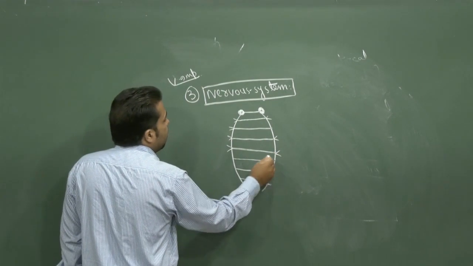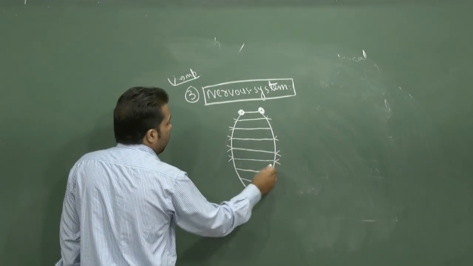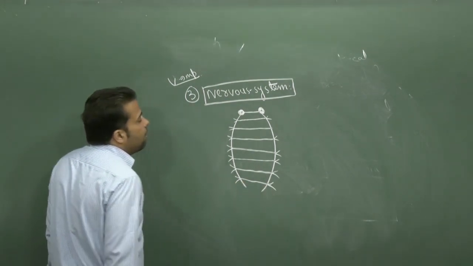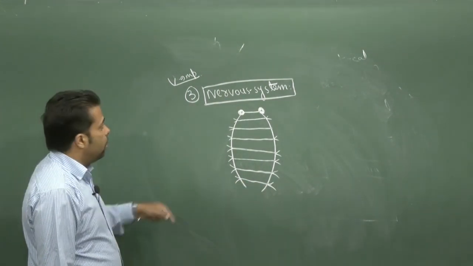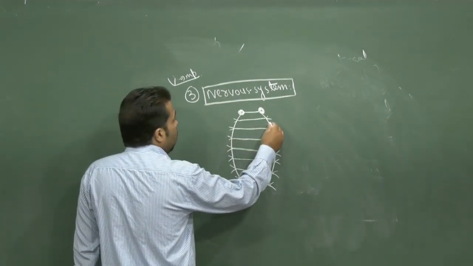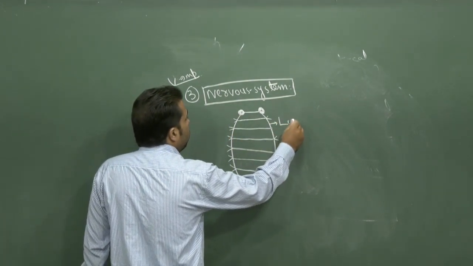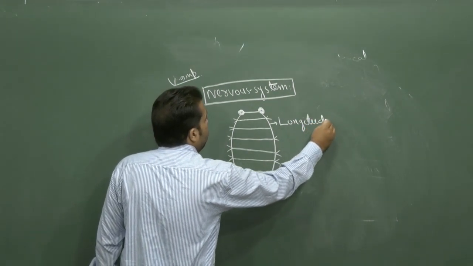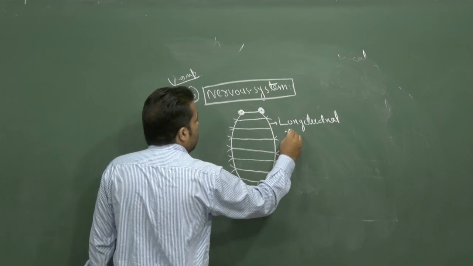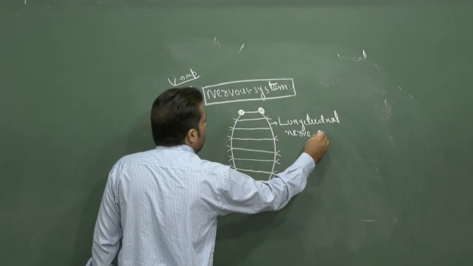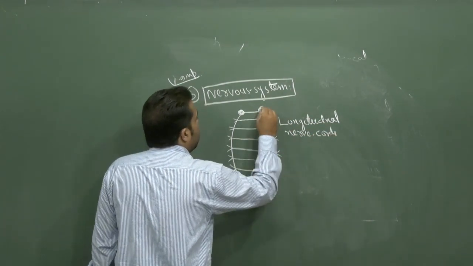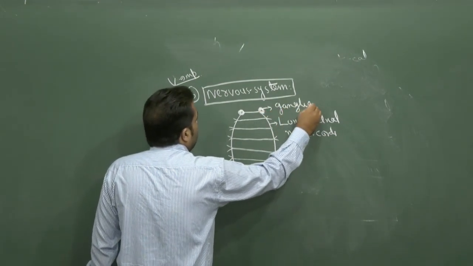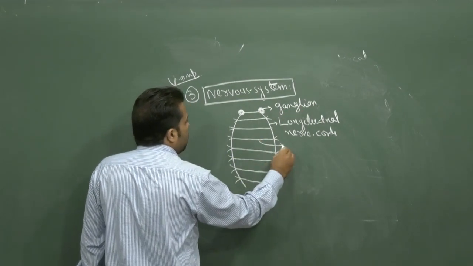Nervous system is ladder-like, a primitive type of nervous system, but a little bit advanced than cnidarians. So nervous system, what does it consist of? Two longitudinal nerve cords. This is the brain or ganglion. And these are the commissures.